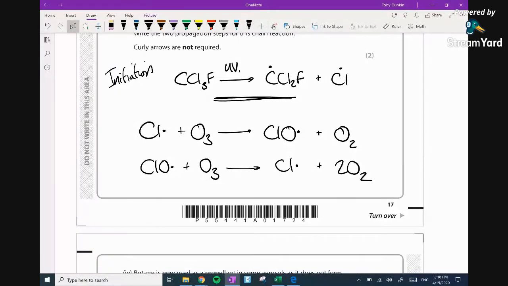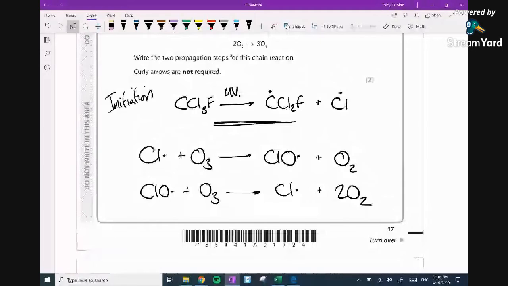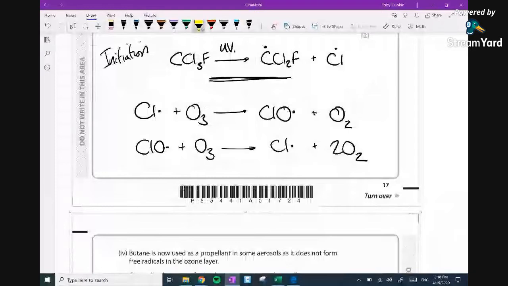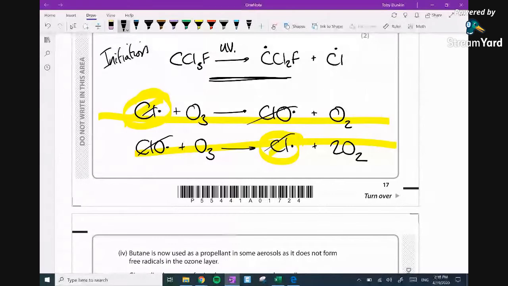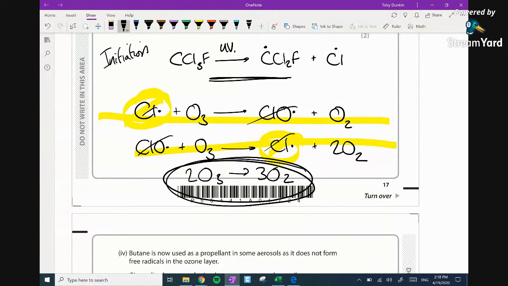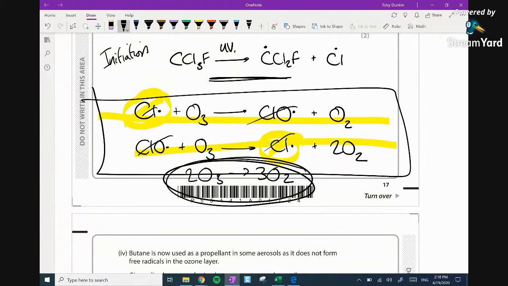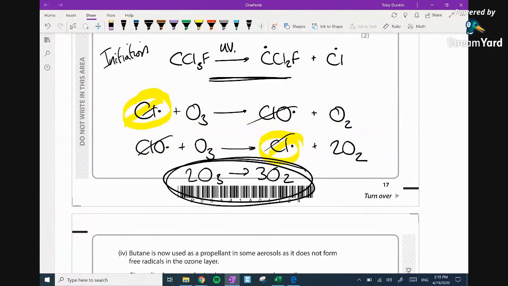Curly arrows are not required, not a real mechanism, just a series of equations. So there's the 2 reactions. You can put them together if you like. It's nice to show you that the Cl is a catalyst because it goes in here and it is regenerated at the end, so not used up. It is providing a completely different pathway because the overall reaction, of course, is just 2 O3s going to 3 O2s. So that's the original route, and this is a completely separate route, and the Cl dot is not being used up. Nice to talk you through. This is the overall equation, by the way.